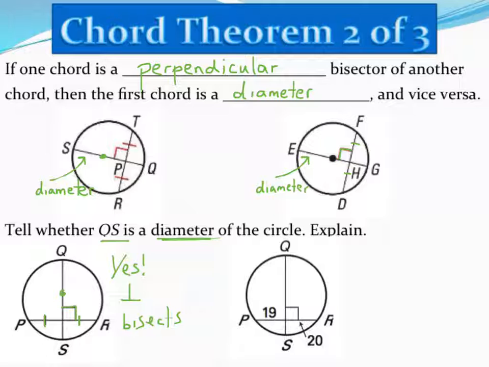In the next example over here, I can see again that I do have a perpendicular segment. However, this chord is not bisected. One piece is 19 and one piece is 20, so it's not cut evenly in half, which means no, QS is not going to be a diameter, because it doesn't bisect the chord.